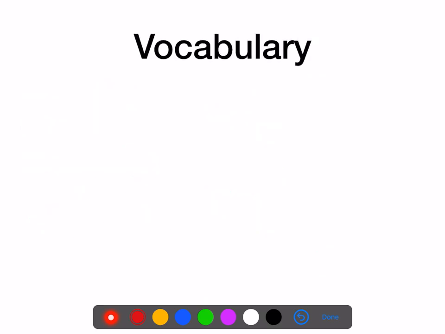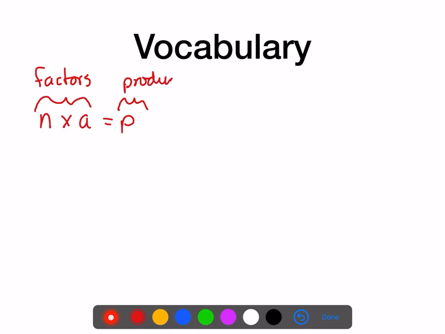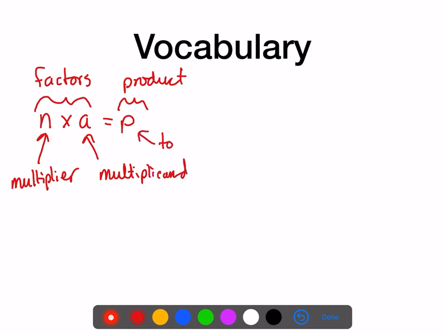Finally, let's go on to some vocabulary. So I could think about a generic multiplication problem where I have n times a equals p. The numbers I'm multiplying I might call factors, and the total I might call the product. So the product of 2 numbers would be a multiplication situation. n we could call the multiplier, a the multiplicand, and p, our product, is also known as the total.